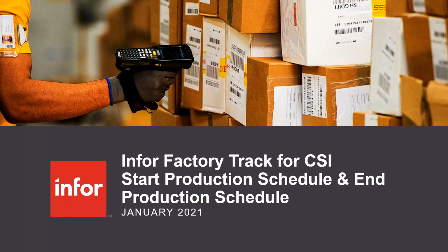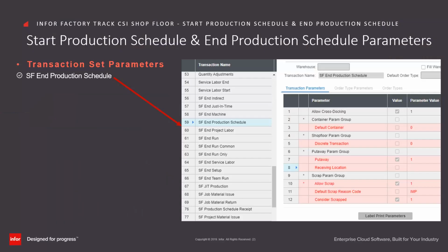Infor Factory Track for CSI, start production schedule and end production schedule. To start to track time on production schedule activities, the shop floor start production schedule feature is used. This is available only if the time track module is not implemented.